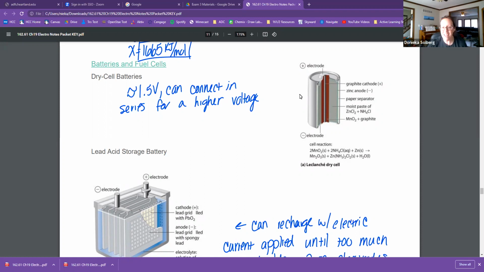So I think, and I might be wrong about this, but really big batteries are really just a bunch of little batteries connected in series. And sometimes if you break them apart, you can actually see that. But essentially what a dry cell battery is, it looks like this.